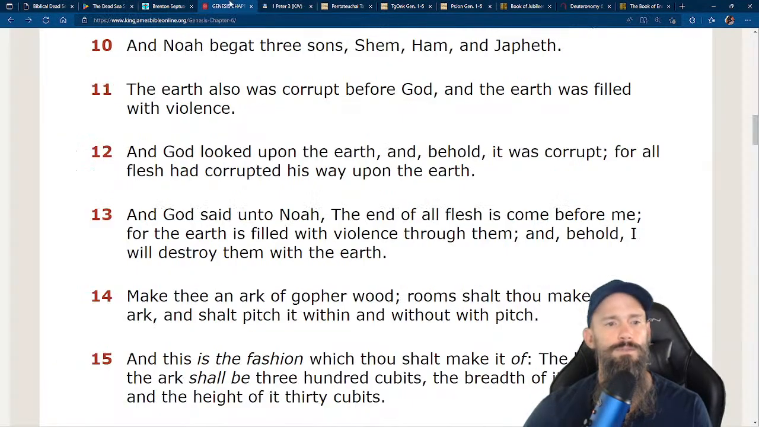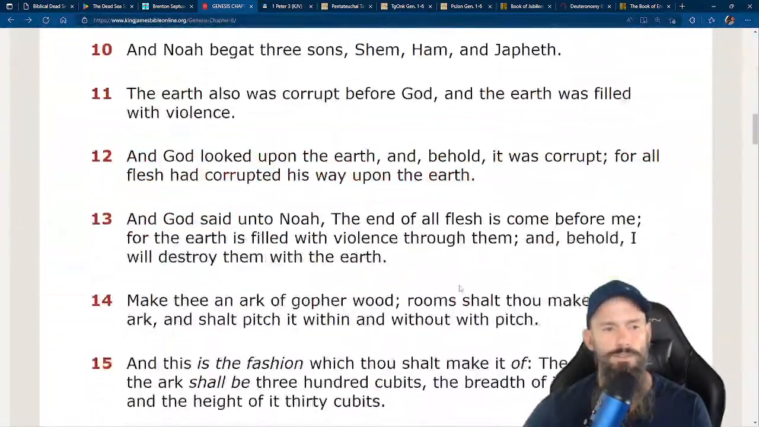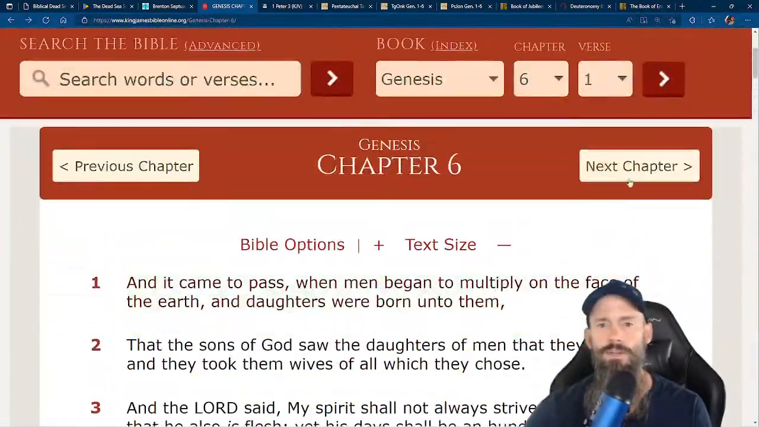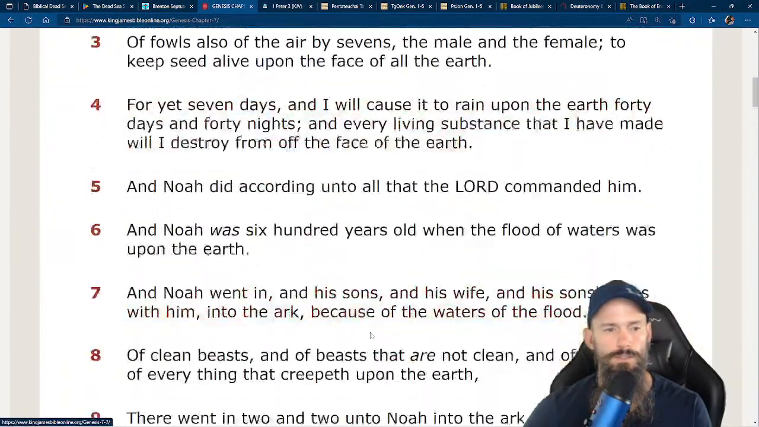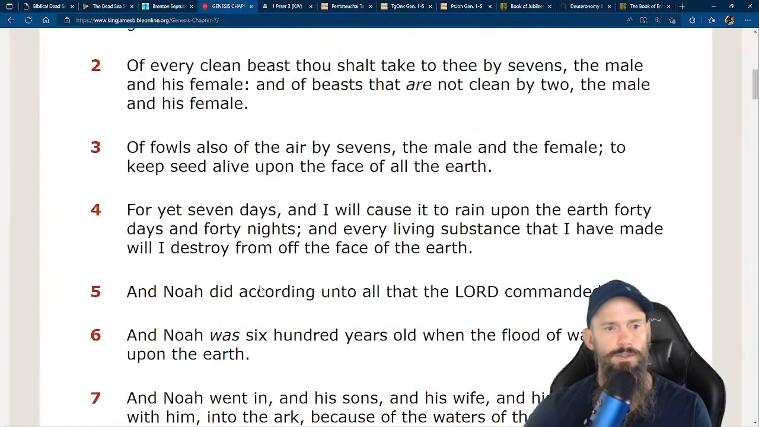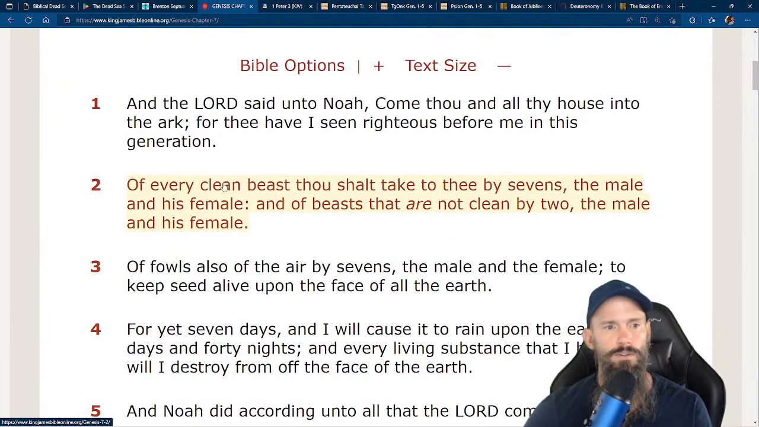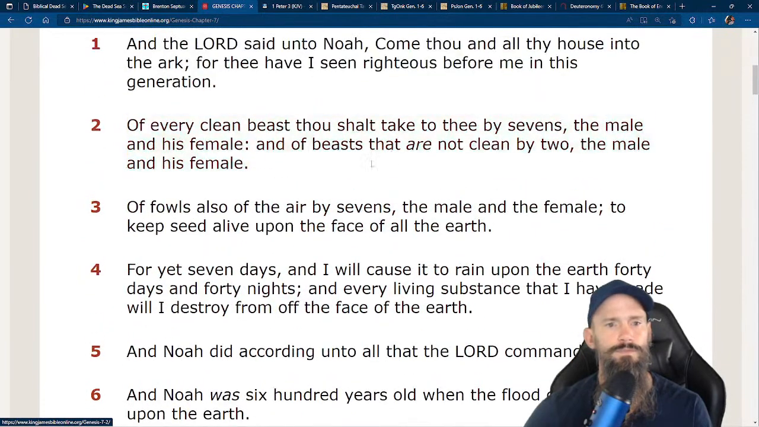Interesting there. Chapter 6, no, 7. Yep, of clean beast. Yep. Of every clean beast, take by sevens. Beasts that are not clean, by 2.